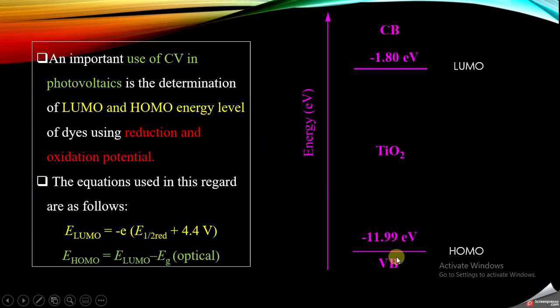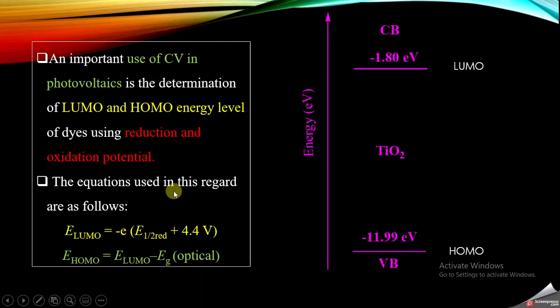HOMO, or highest occupied molecular orbital, is the highest orbital which has electrons in it. It is equivalent to the valence band in semiconductor oxide materials or metals. Now these values of energies of the HOMO and LUMO can be determined from the reduction and oxidation potentials of the molecule, which in turn can be obtained from cyclic voltammetry.